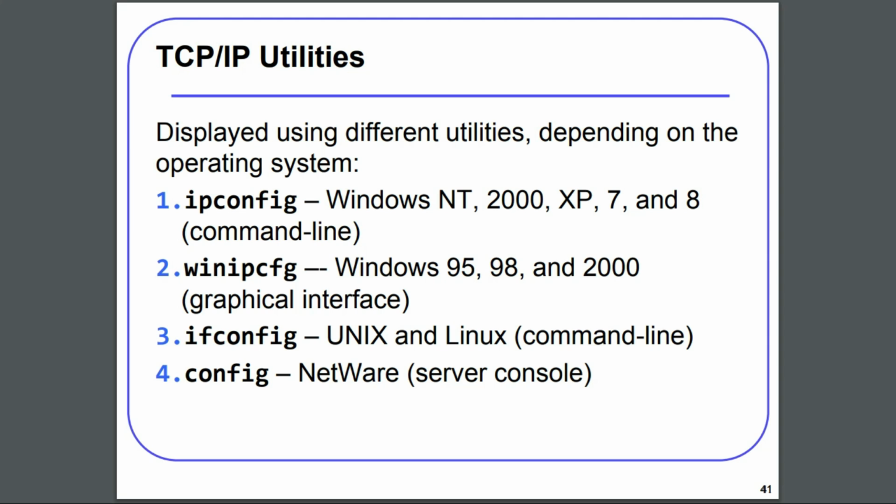The IP configuration is displayed with different utilities depending on the operating system. ipconfig is used on Windows NT, 2000, XP, 7 and 8 in the command line. Also winipcfg is used on Windows 95, 98 and ME with a graphical interface. And ifconfig is used on Unix and Linux in the command line. Config is used on a NetWare server console. So let's move to the next.